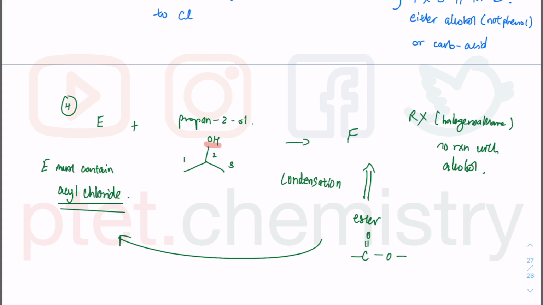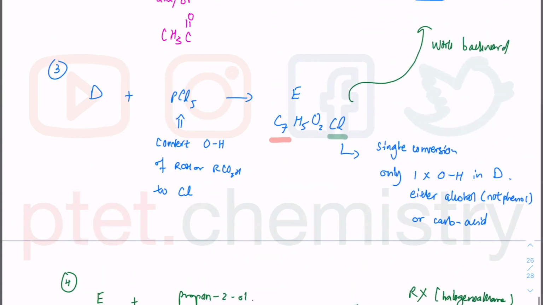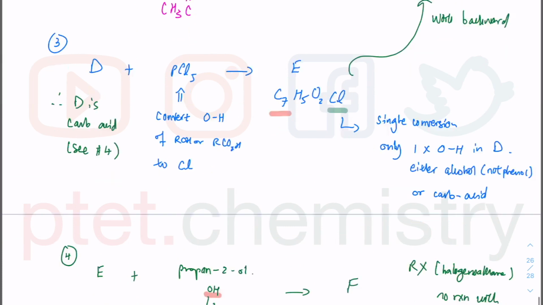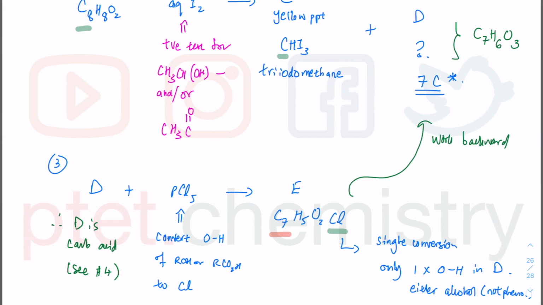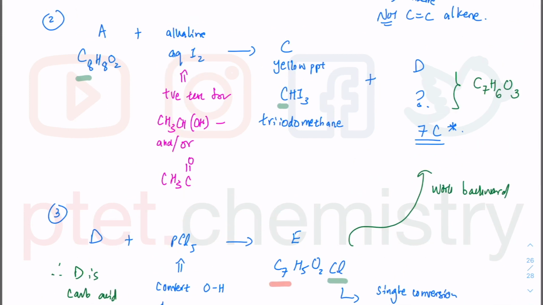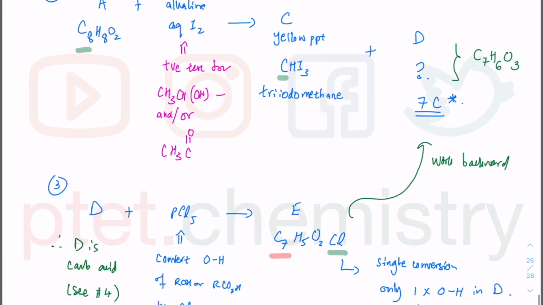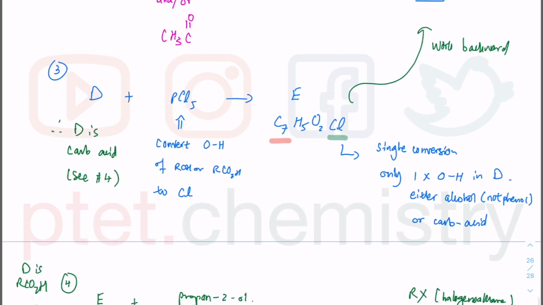If E contains acyl chloride, that means D is a carboxylic acid. So that's point number 4. If E is acyl chloride, therefore D is carboxylic acid, and that makes sense, because when you cut through with alkaline aqueous iodine, you're going to end up with a carboxylic acid terminus. Actually, it's under alkaline condition, so you do get the salt, but you protonate it with excess water, and then it will give you the carboxylic acid there. What else?